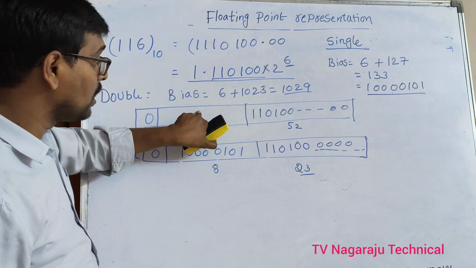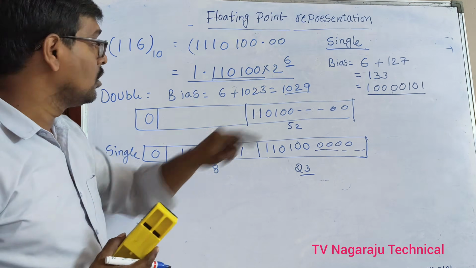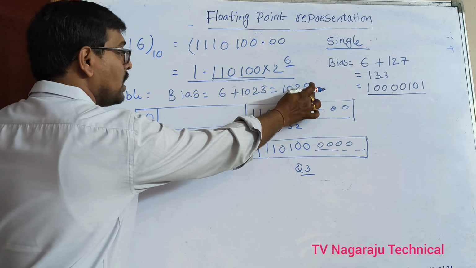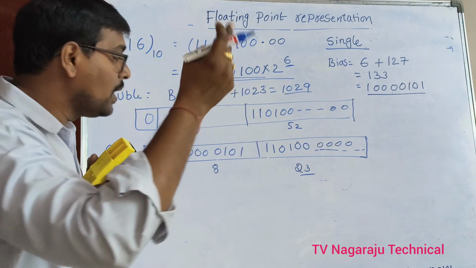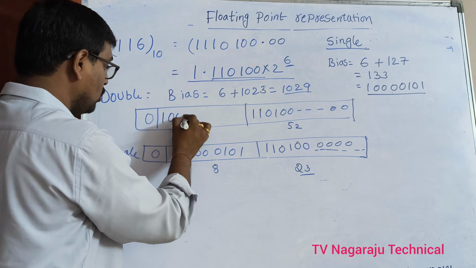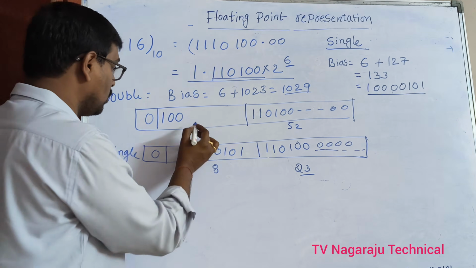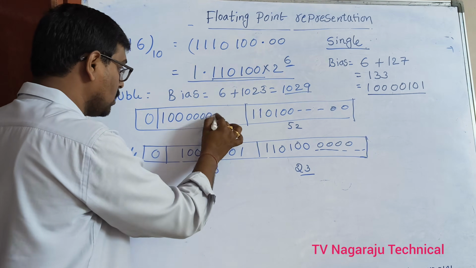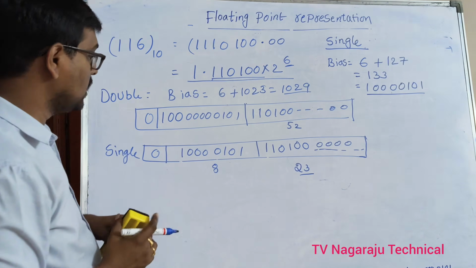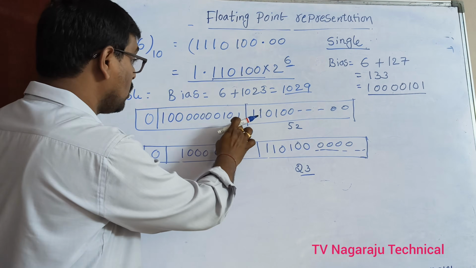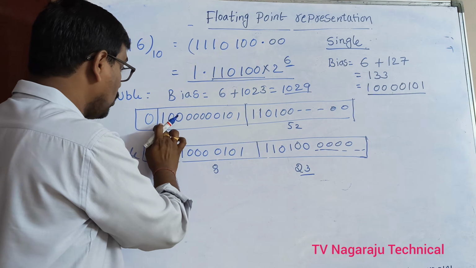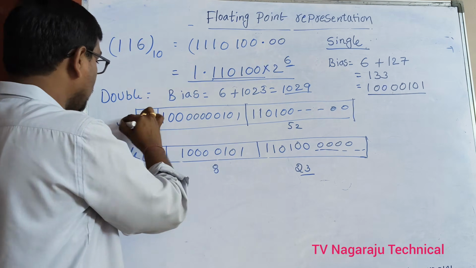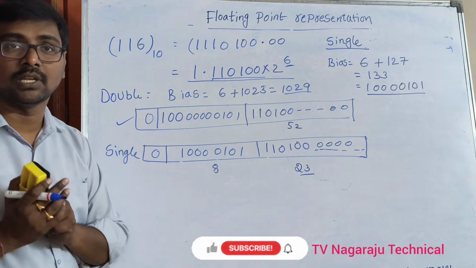And here you need to represent 1029. How do you represent 1029? 1024 plus 4 plus 1, that is 100 0000 0101. This is the representation, with 2 power 0, 2 power 1, 2 square and so on. Up to now, 1024 plus 4 plus 1 is 1029. This is the double precision representation.